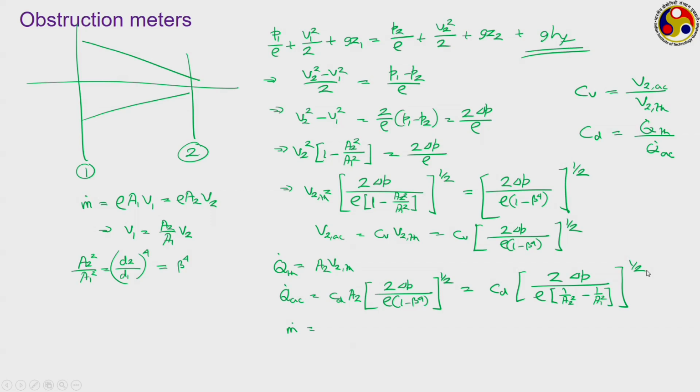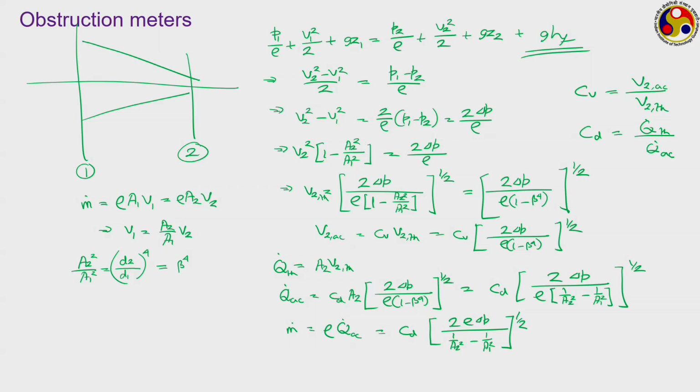And if our interest is mass flow rate, that is exactly where the rho comes into picture. So, rho into q dot actual. As rho goes in, it will be the coefficient of discharge into 2 rho delta p divided by 1 by A2 square minus 1 by A1 square whole to the power half, or you can continue to be in terms of the coefficient beta.